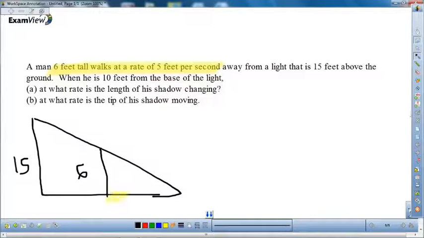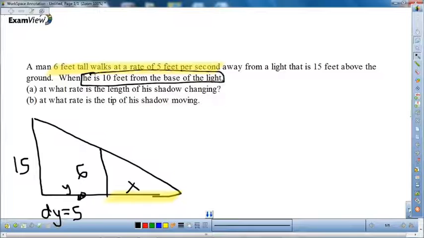So we want to find the rate of this. So I'm going to call this x. So this is going to be y. And y is the rate of change of the man. So the rate of change of the man is 5 feet per second. And we want to know what his rate of change is when he is 10 feet away from the base of the light, or the rate of change of the length of the shadow.